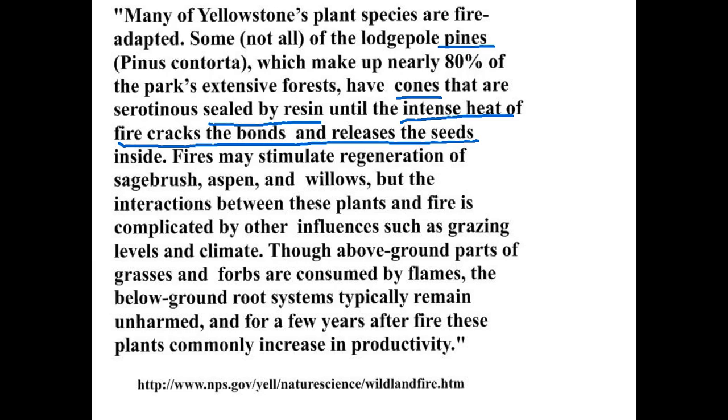So this then releases the seeds, and they're ready to immediately begin regenerating and begin that succession process right after the fire. There are many other species of plants that are also fire adapted, including things like grasses. Their root systems actually are below the ground and remain unharmed. And actually, after a fire, plants like this commonly increase in their productivity.